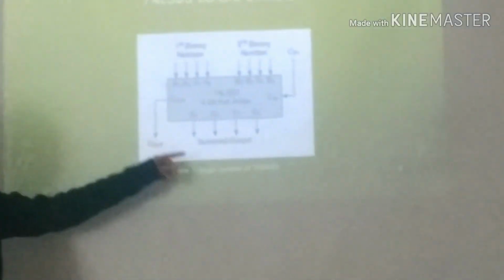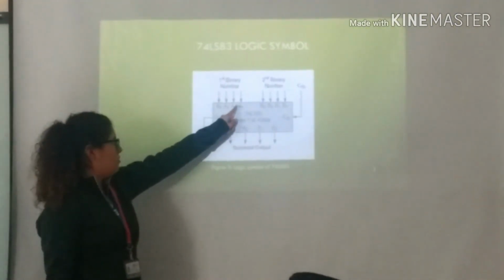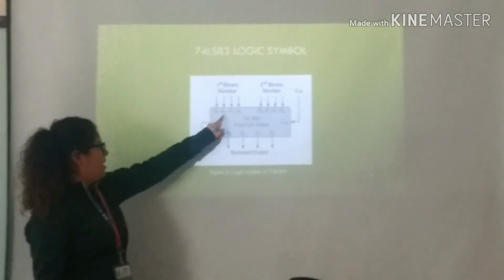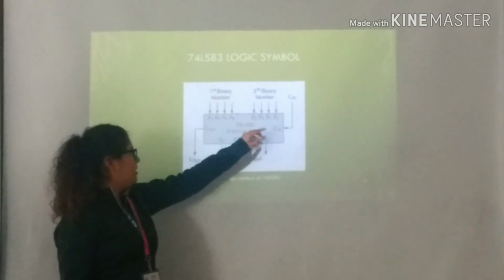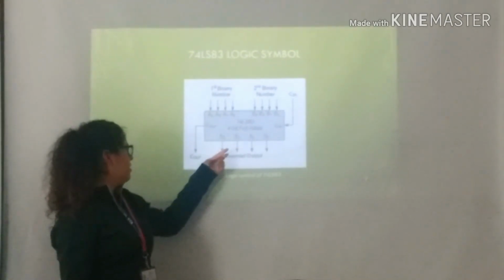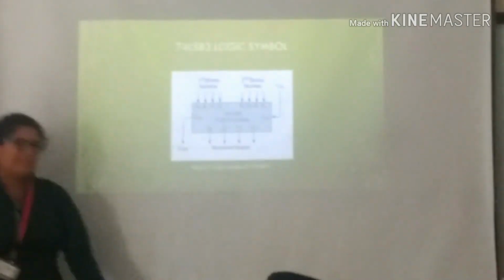This logic symbol is like this. We can draw it like this, putting A0, A1, A2, A3, and the other number B0, B1, B2, B3, and our outputs will be here, our carry here, and this will be connected to ground.